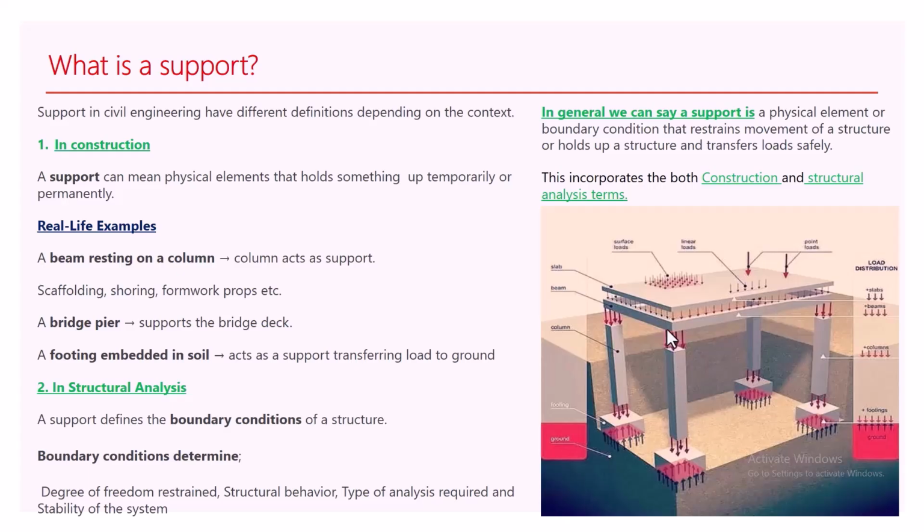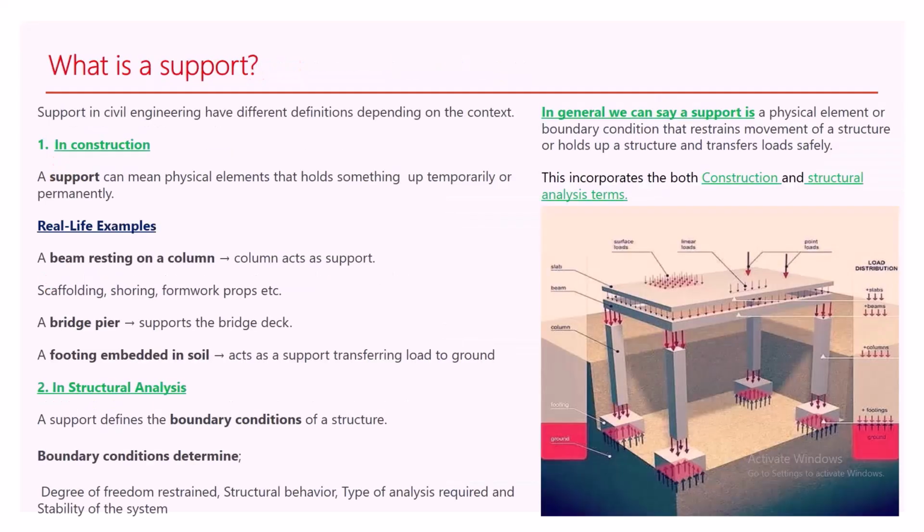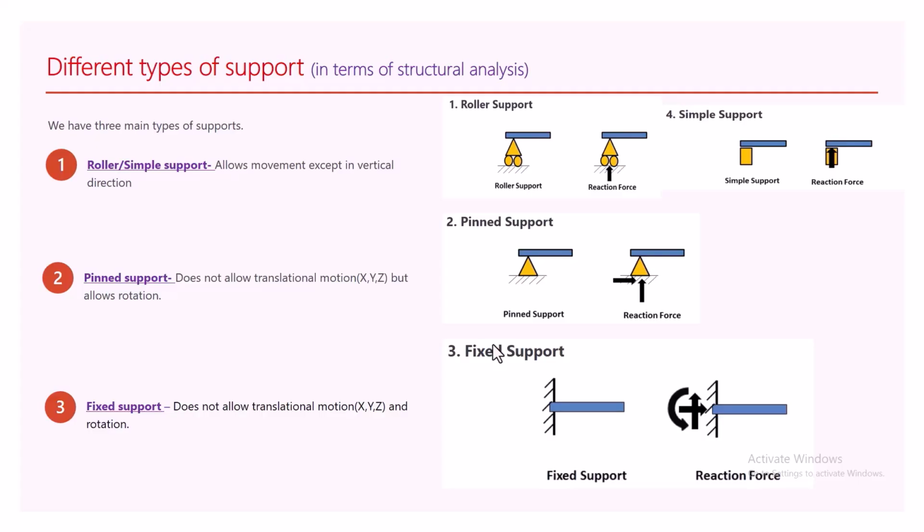And you can also see that this column actually supports this beam. This beam supports this slab. This column is being supported by the footing, and the footing is being supported, and the whole structure is being supported by the soil. So we decided to go further to understand this support in structural analysis. And we have defined that a support defines the boundary condition of a structure. Now we begin to look at the different types of support in structural analysis.